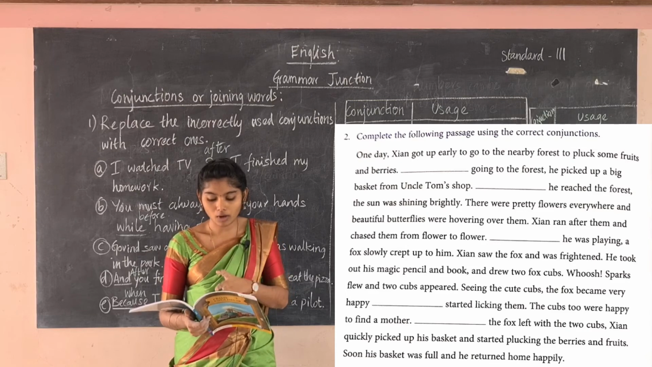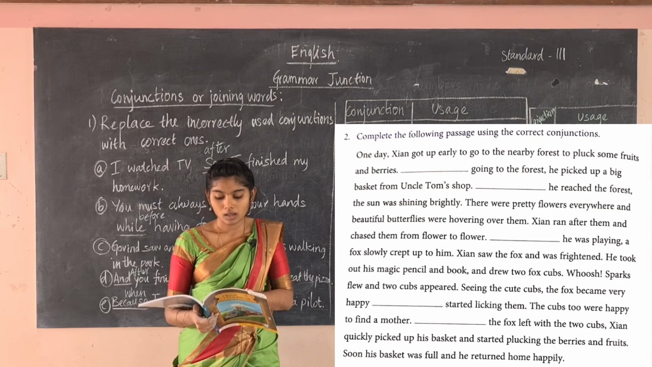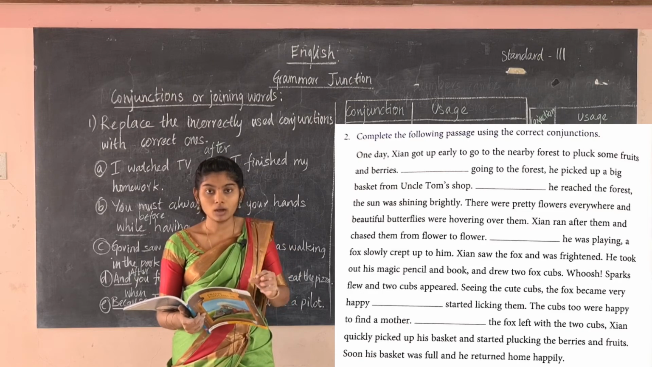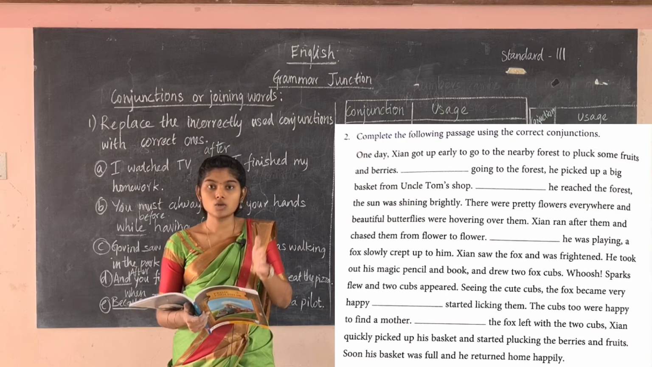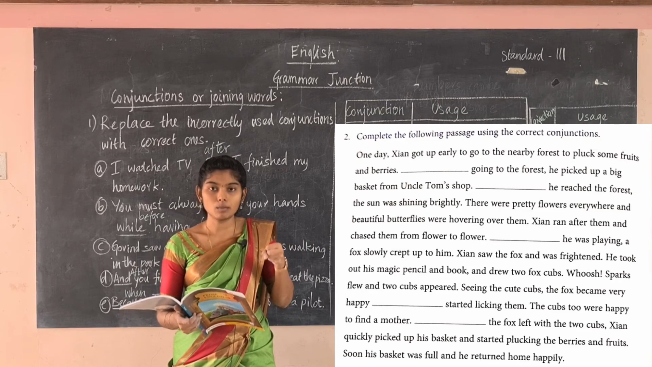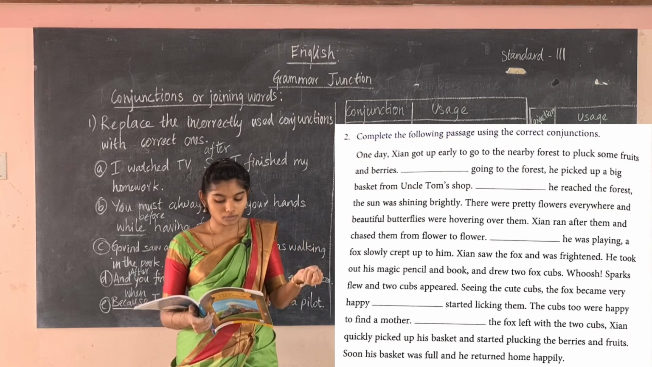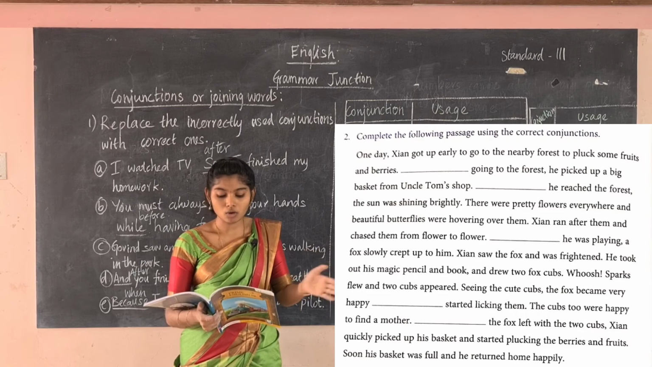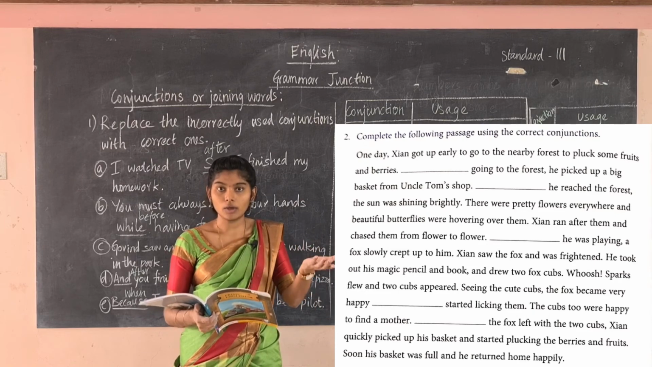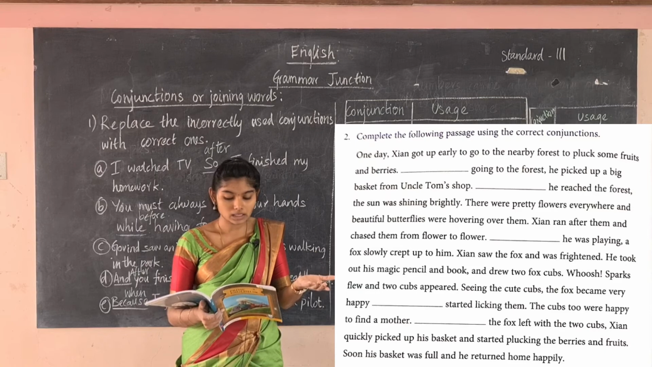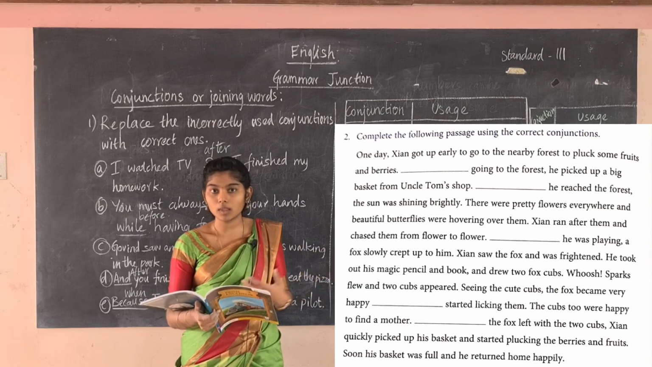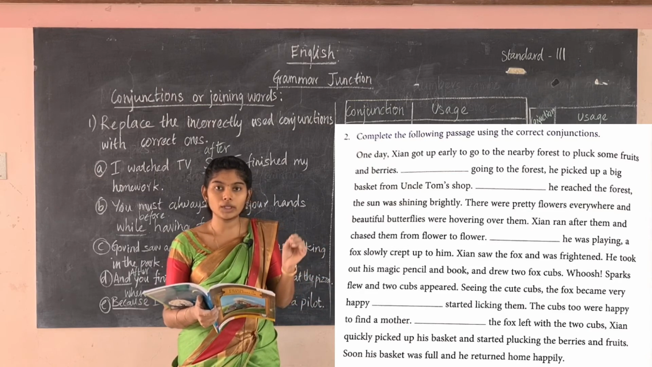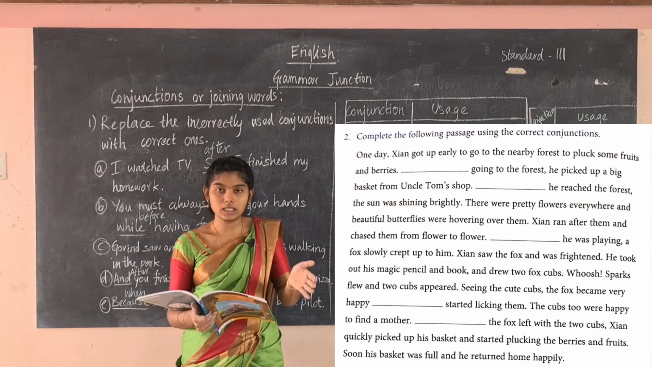So before going to the forest, he picked up a big basket from Uncle Tom's shop. He is going to the forest, and for that he needs a basket. So from his Uncle Tom's shop he is taking the basket. Before going only he will carry it, not after going. So before itself he is getting it from Uncle Tom's shop. So before going to the forest, he is taking it.